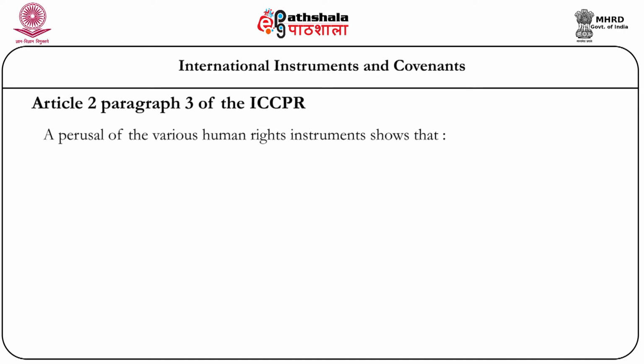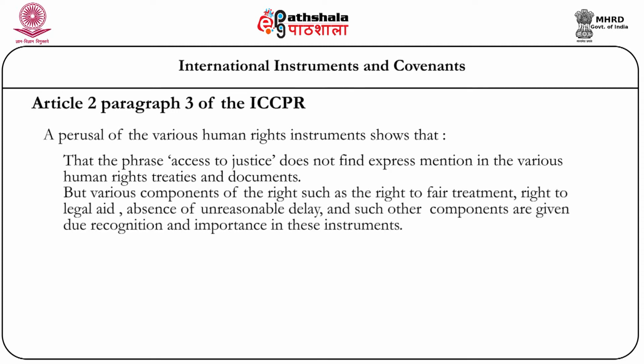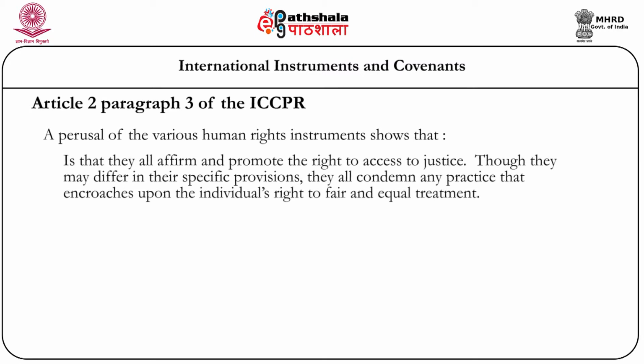A perusal of various human rights instruments shows that the phrase access to justice does not find express mention in the various human rights treaties and documents, but various components of the right, such as the right to fair treatment, right to legal aid, absence of unreasonable delay and such other components, are given due recognition and importance in these instruments. They all affirm and promote the right to access to justice, though they may differ in their specific provisions. They all condemn any practice that encroaches upon the individual's right to fair and equal treatment.